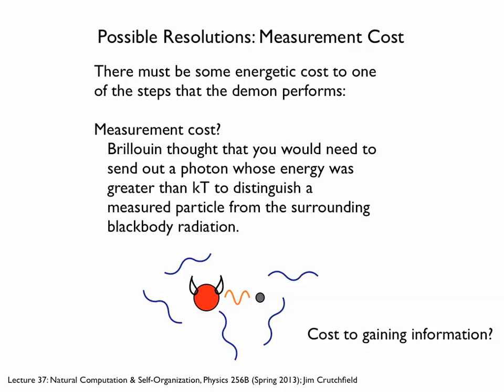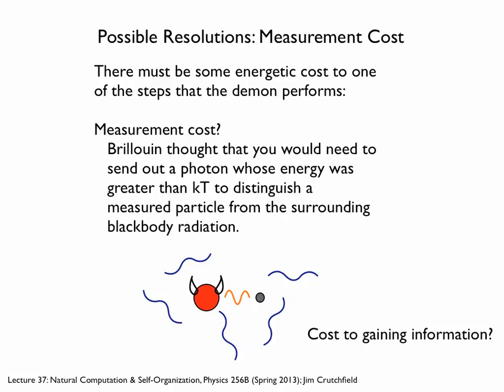Once we see what the daemon has to be doing, we can start trying to balance the second law of thermodynamics by saying that there has to be some sort of cost to one of these processes. For instance, maybe there's an energy cost to measurement. For Brillouin, I don't quite know how to roll my R's, so I don't quite know how to say his name, he thought that measurement was the way to resolve this problem, because if you have a system that's at a temperature T, there's going to be black body radiation. And the photons in that black body radiation are going to have energy around kT.